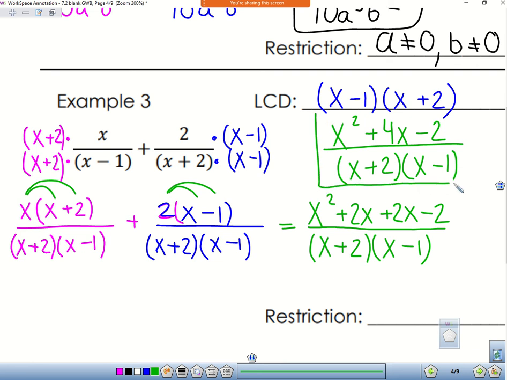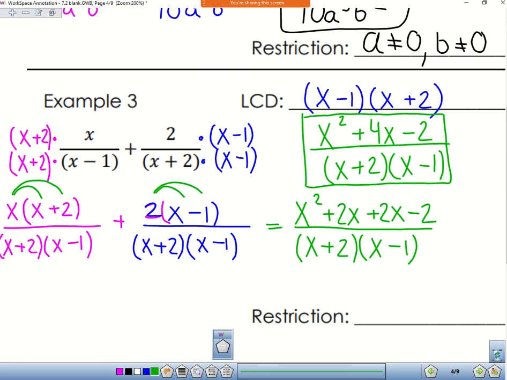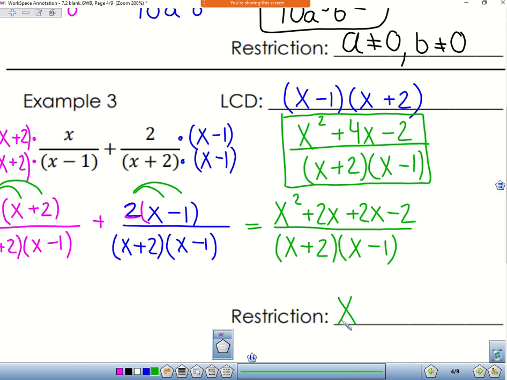Now, normally, if your numerator would have factored, you would factor it. But notice here, there are no factors of -2 that add up to +4. So the numerator is non-factorable. So for that reason, because it's not factorable, we leave it this way, okay? If it were to factor, we want to factor it. So this would be our final answer. Now we do need to identify our restrictions. So looking back at the original problem, what can't x be? Good, -2 or +1.